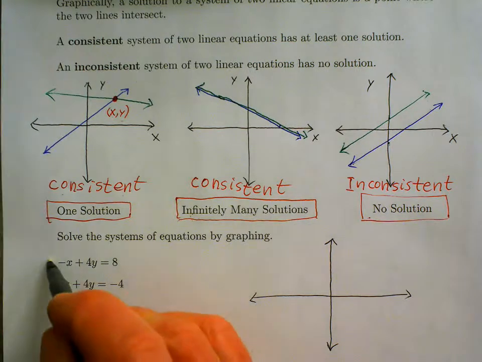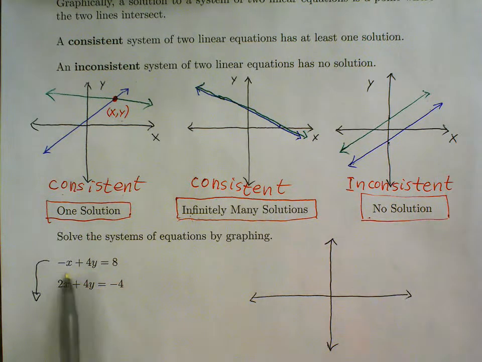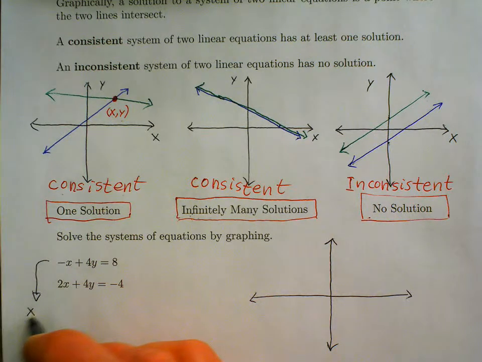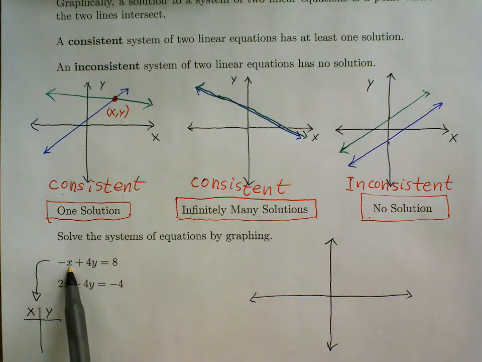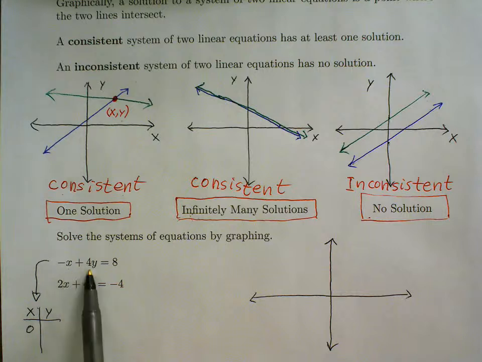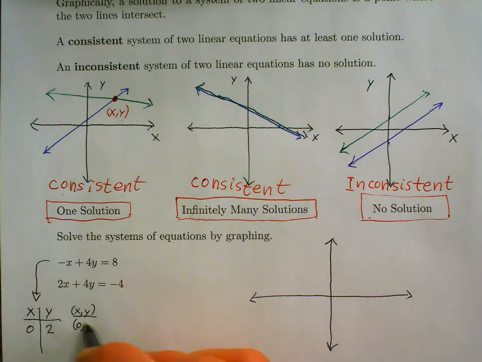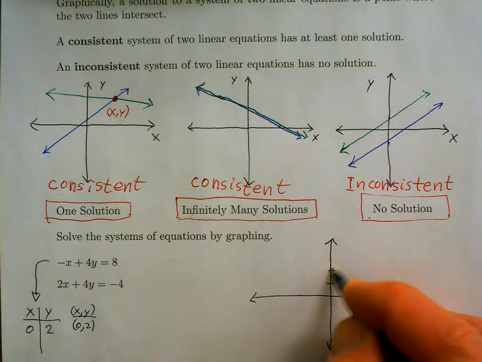So for the line whose equation is on top, let's find a couple of ordered pairs. Okay, so if I pick x to be 0, then I'm left with 4y equals 8, or y equals 2. So the ordered pair is 0, 2. 0, 2 is this point.